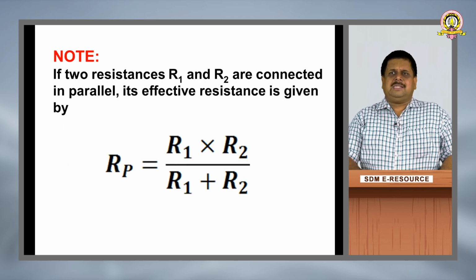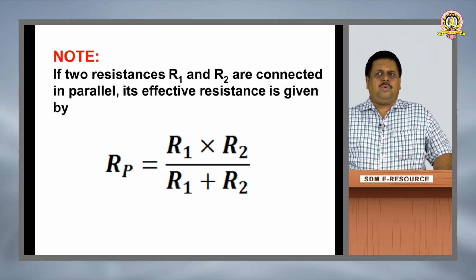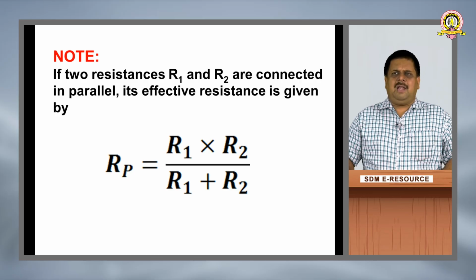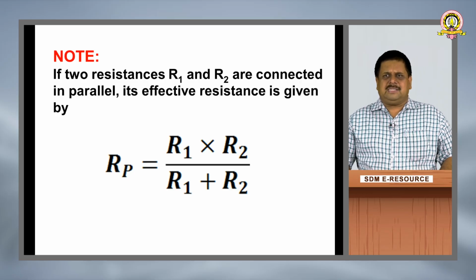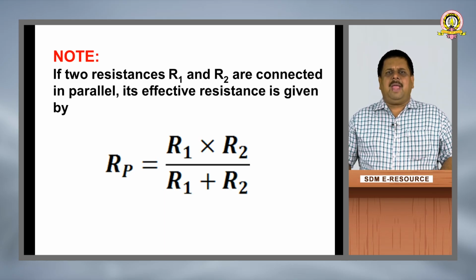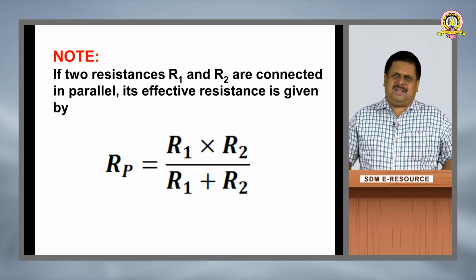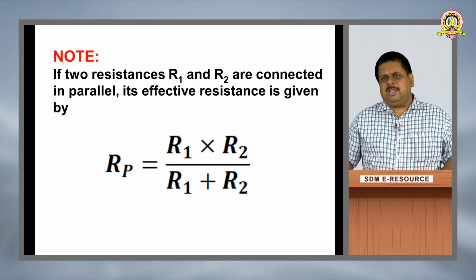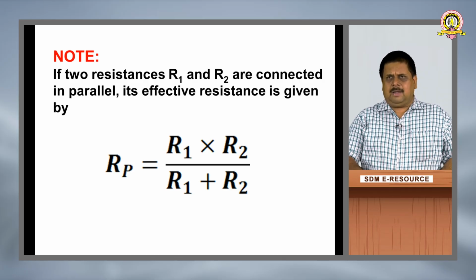So, let us note, if two resistances say R1 and R2 are connected in parallel, then its effective resistance is given by Rp is equal to R1 into R2 divided by R1 plus R2. This is given for solving the problem. This will help you to solve the problem in simpler manner.